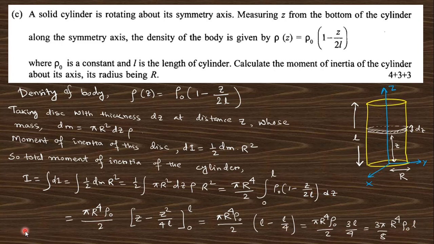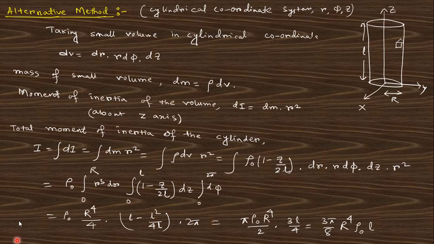Alternatively, you can prove this by putting in the formula for the moment of inertia of a disk, half m r square. We can also find it without using this formula. If you take a small volume in the cylindrical coordinate system, this gives you dr, r d phi, dz. If you don't know how this comes, you can refer to the previous mechanics lecture, which is already uploaded in this channel. So this is the volume, and the mass will be rho into dV.